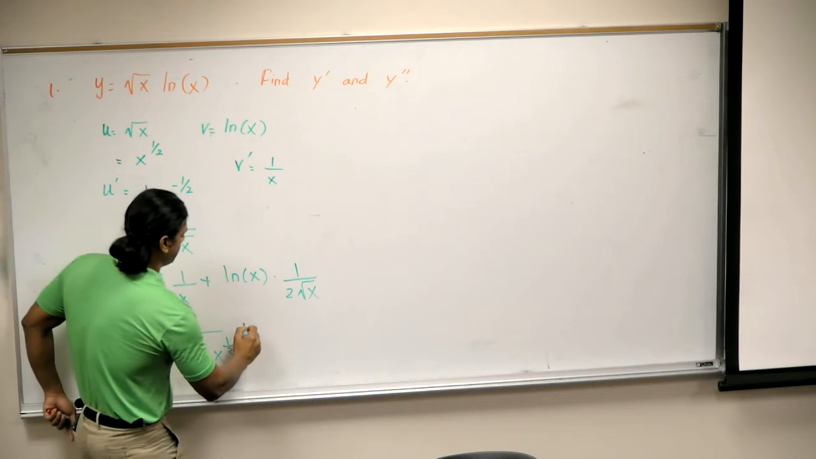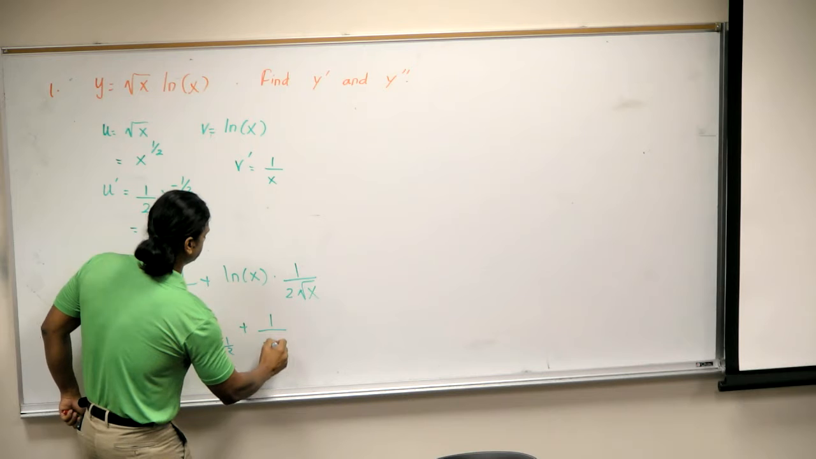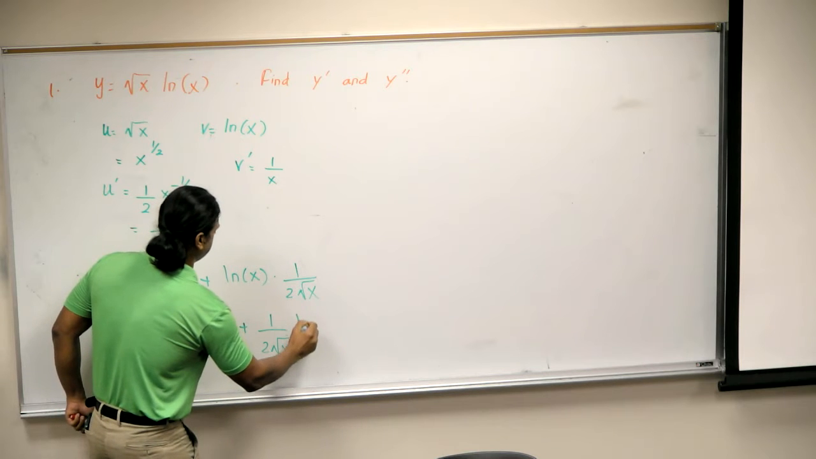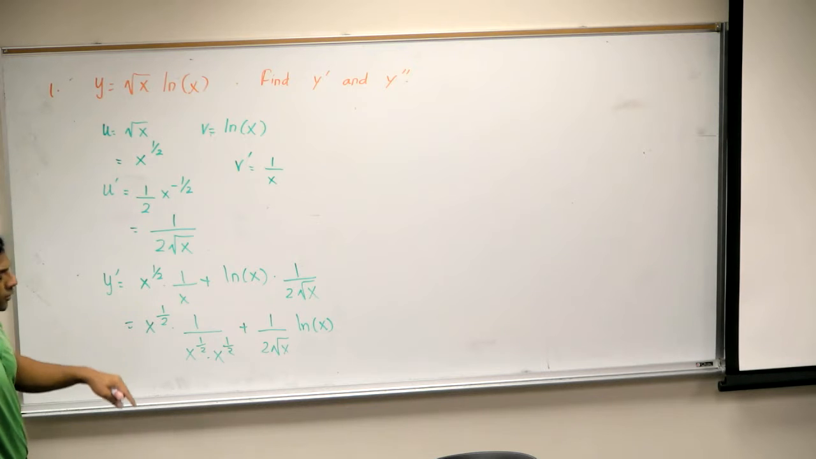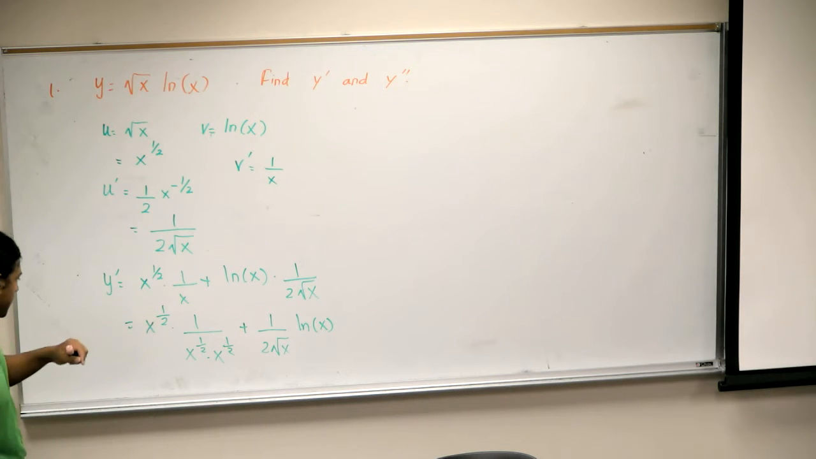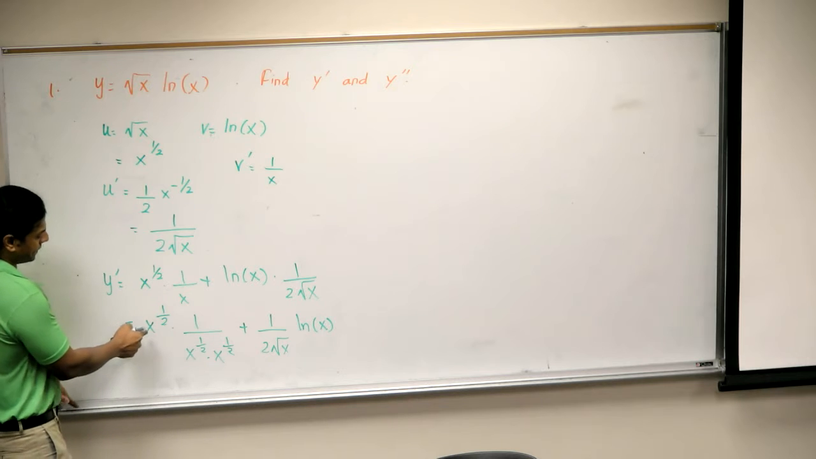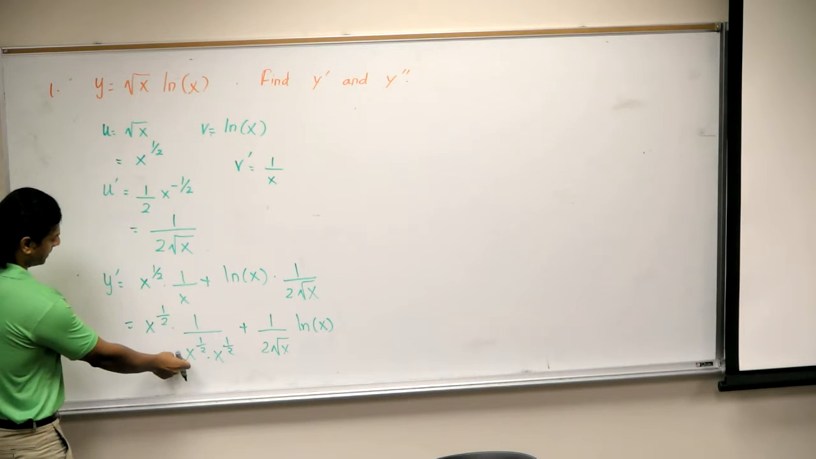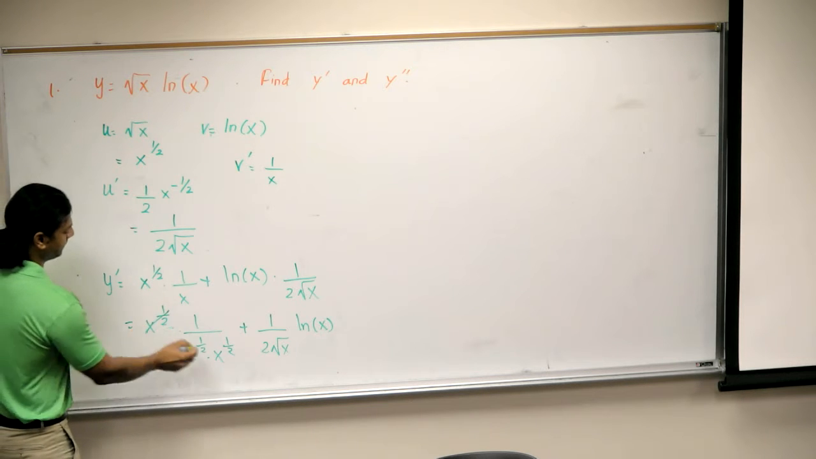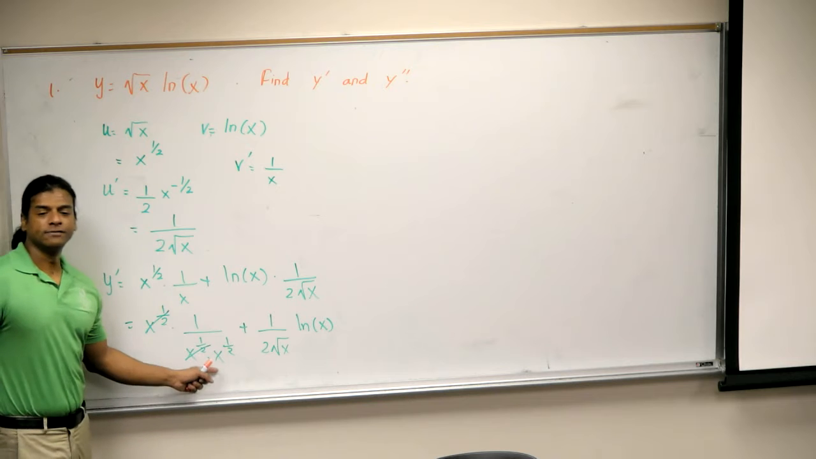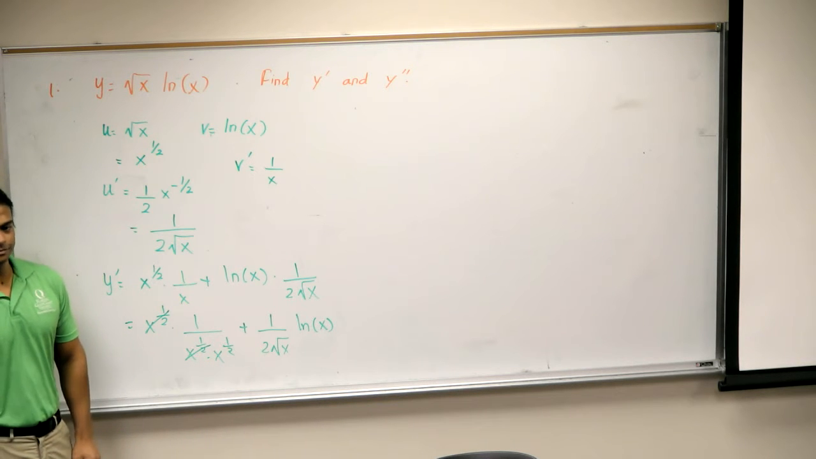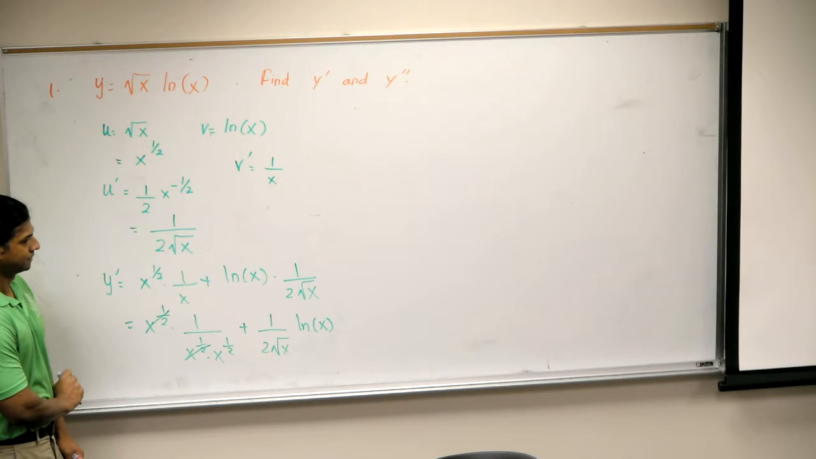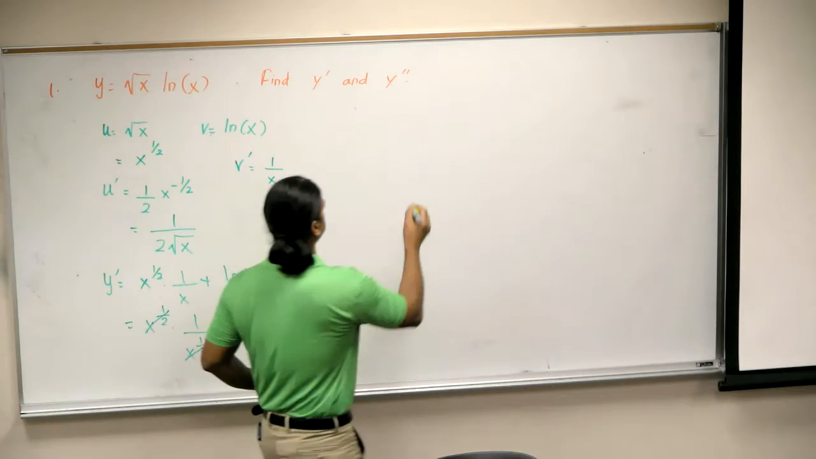And over there, I simply have 1 over 2 square root of x multiplied by ln of x. What happens is this term and that term will get cancelled. I can rewrite x raised 1/2 in terms of a radical. What is that radical? Square root of x.